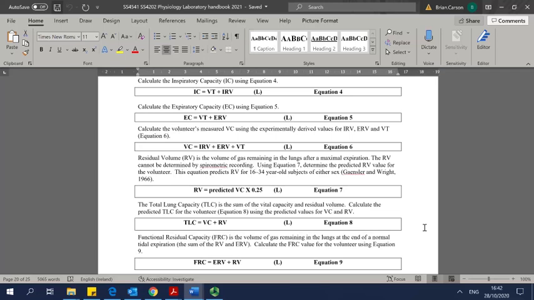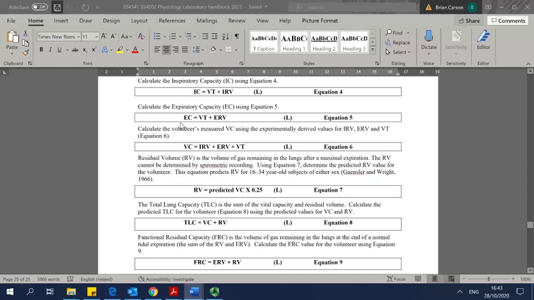So the first calculation we're going to ask you to make is to calculate the inspiratory capacity using equation 4 here. So inspiratory capacity, or IC for short, equals the tidal volume VT plus the inspiratory reserve volume in litres. So calculate the tidal volume from your spirometry data. Calculate also the inspiratory reserve volume from your deep breath at the end, compared to your normal tidal volume. That will give you your inspiratory reserve volume, and if you add these two together it gives you your inspiratory capacity.